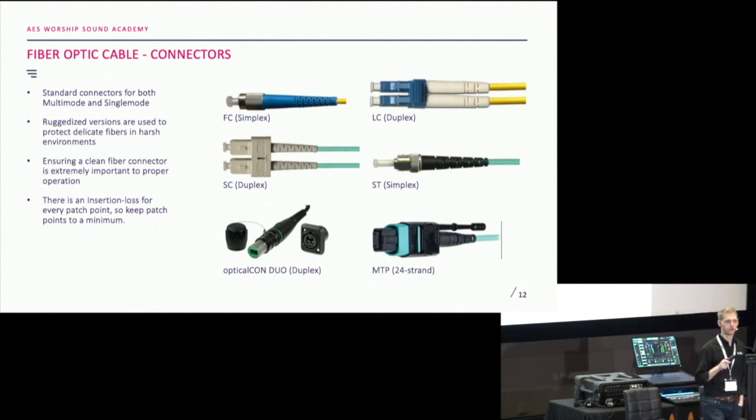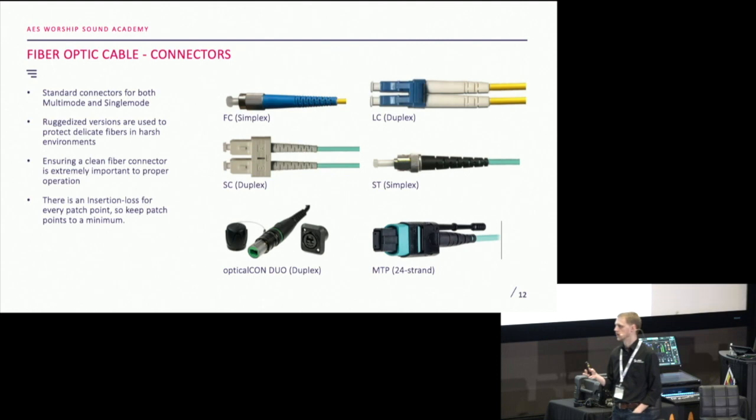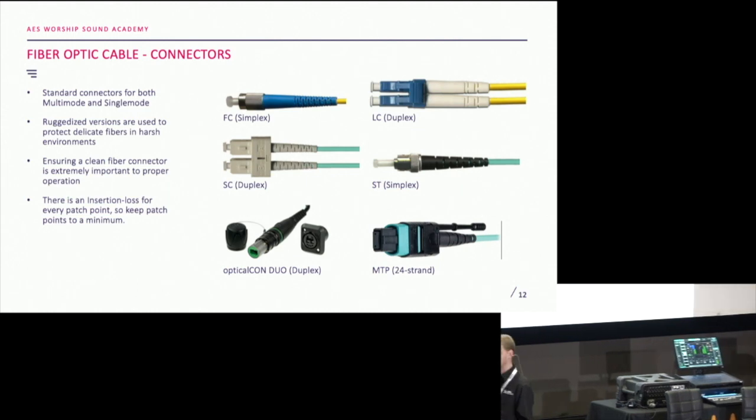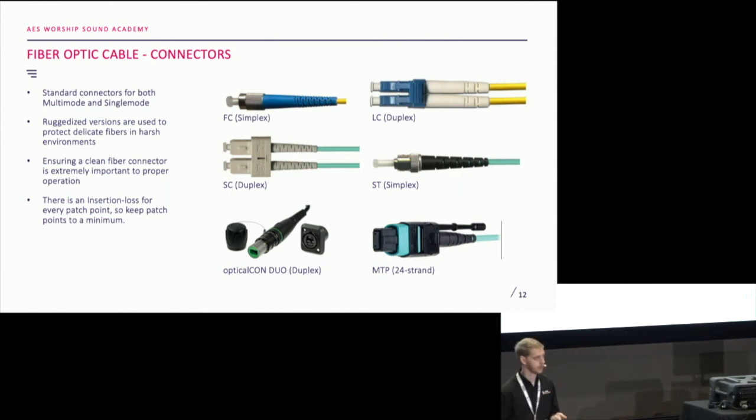Right? Most of the consoles that you're seeing that are doing these high channel counts, the Digicos, the Yamahas, some of these others that are doing huge channel counts, are going to have the opticalCON connector on there because it's a ruggedized connector that's going to protect it. In the case of the Duo, it's a duplex, so it's got 2 strands. You've got your transmit and your receive.